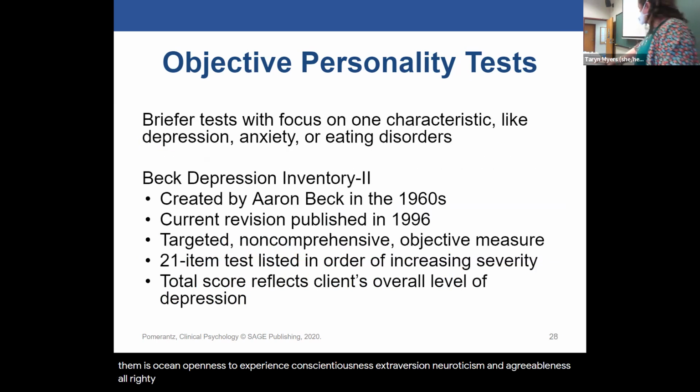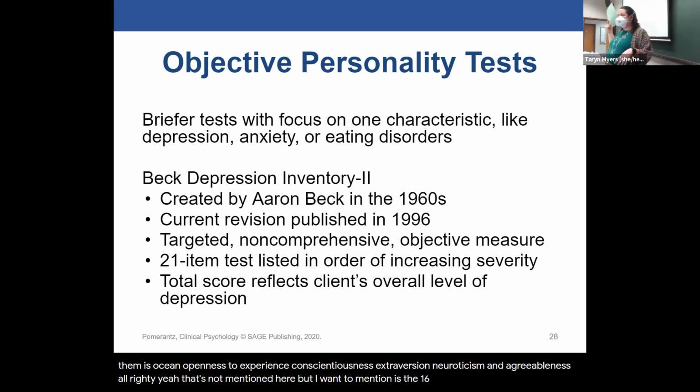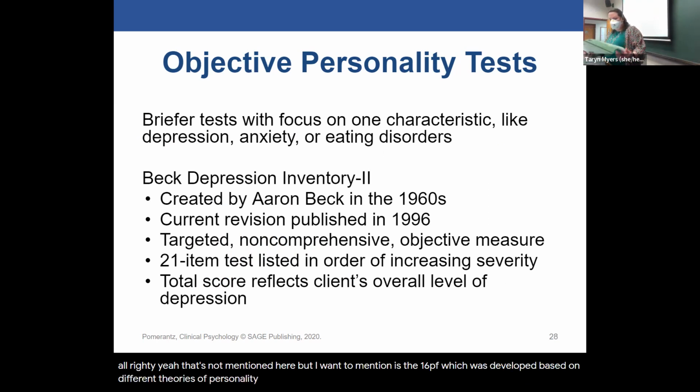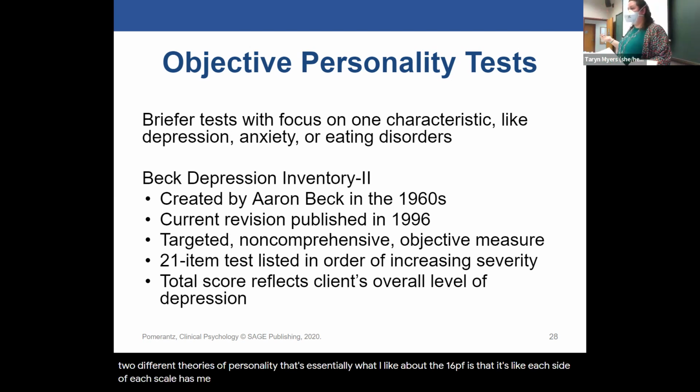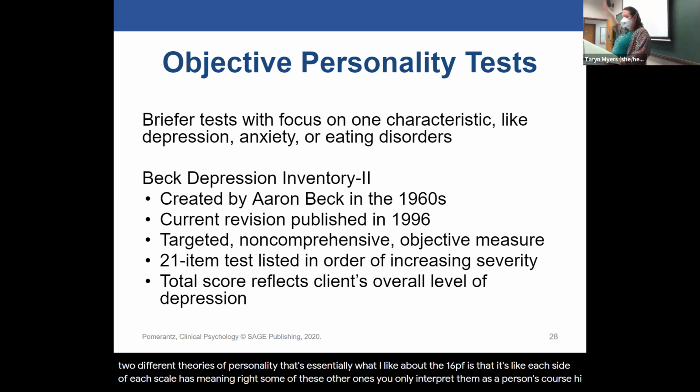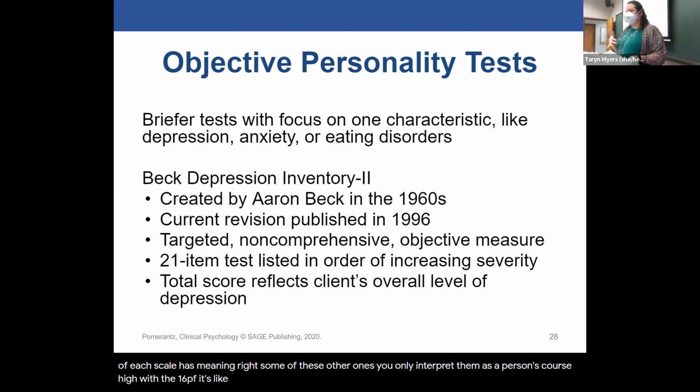Alrighty. The other one that's not mentioned here, but I want to mention is the 16PF, which was developed based on different theories of personality. That's essentially what I like about the 16PF is that each side of each scale has a meaning, right? Some of these other ones, you only interpret them if the person scores high. With the 16PF, if they score low, that means something too. So again, similar packet they would fill out.